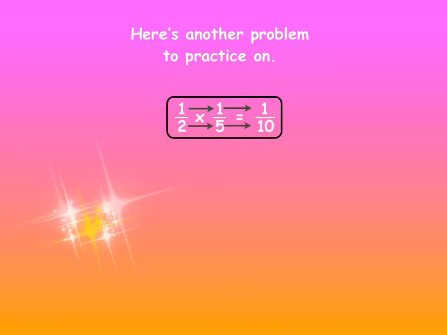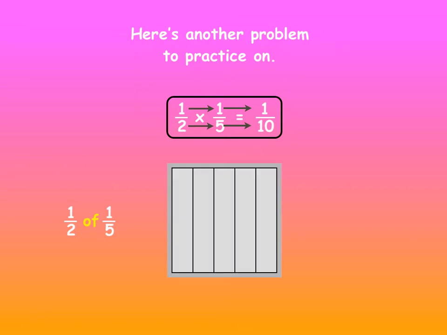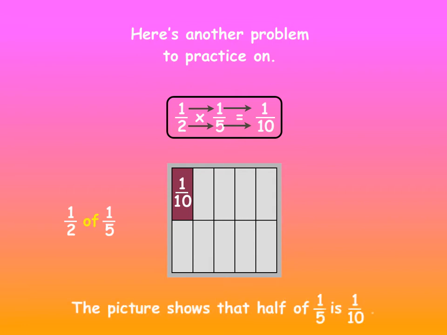Here's another problem to practice on. 1/2 times 1/5. That gives us 1/10. Now let's make a picture of 1/2 of 1/5. So we got a pan there with 5 sections. So there's 1/5. Now we take half of that fifth, draw the extra line, and we can see that it definitely is 1/10. And the picture shows that half of 1/5 is 1/10.